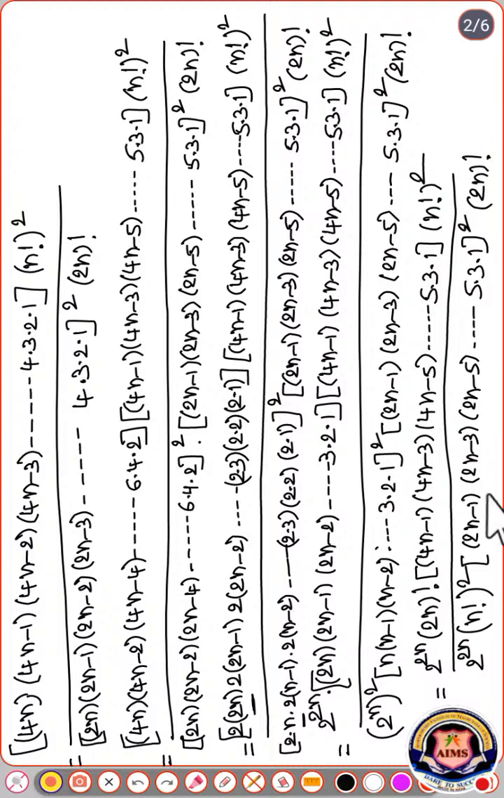Okay, my dears, now you can cancel from numerator and denominator values. 2 power 2n cancelled, remaining 2n factorial cancelled, remaining n factorial whole square cancelled. The remaining value you can write as it is.